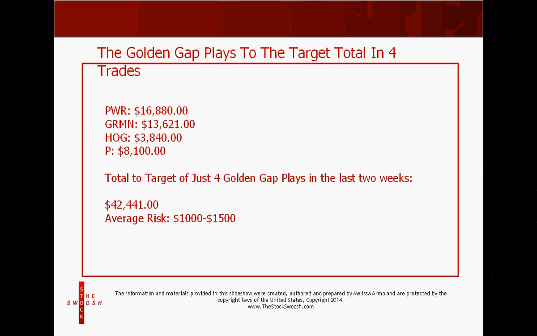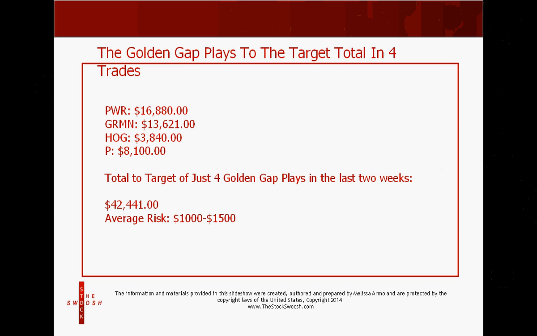But if you did every trade I called and held them to the targets that I knew I had, I just didn't hold them to the bigger targets, you would have made $42,000 in 2 weeks in these trades, risking $1,000. And I was there. I was in them. I did them. I just didn't hold them to the bigger targets, although I had a beautiful last 2 weeks.